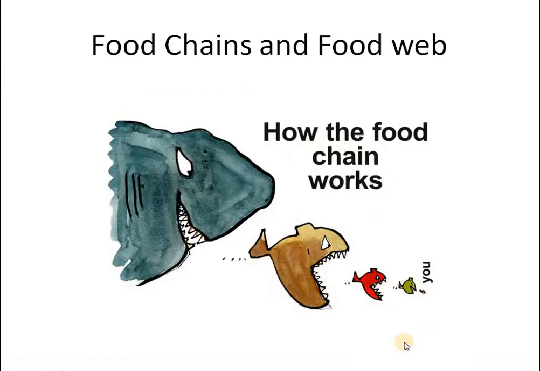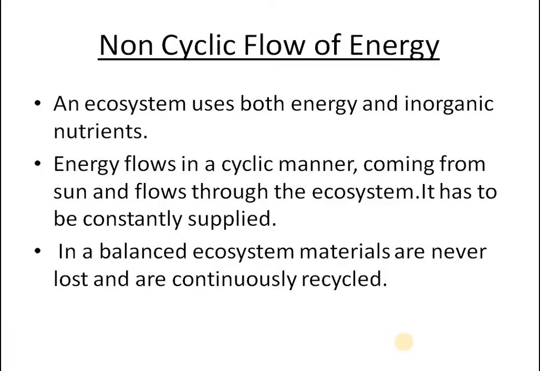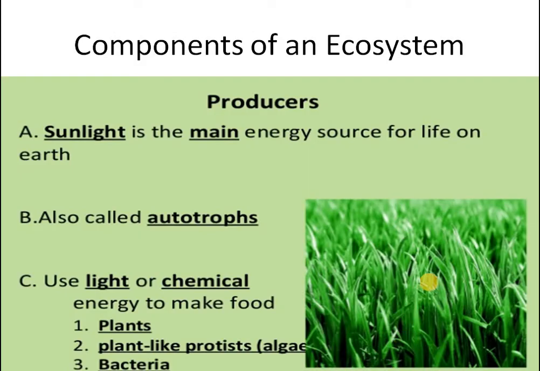Going back to our slide where we left off. Okay, producers. Producers are very easy to understand. These are the green plants or any organism that can make its own food by using the energy from the sun or inorganic ions. Sunlight is the main energy source for life on earth.